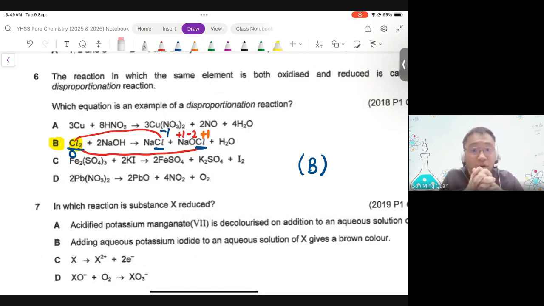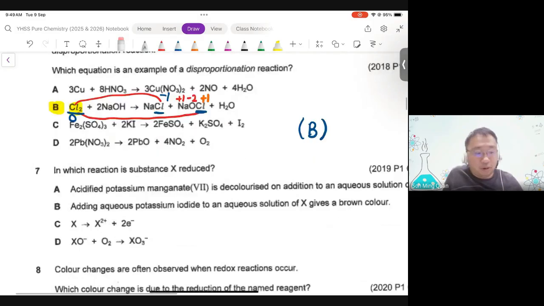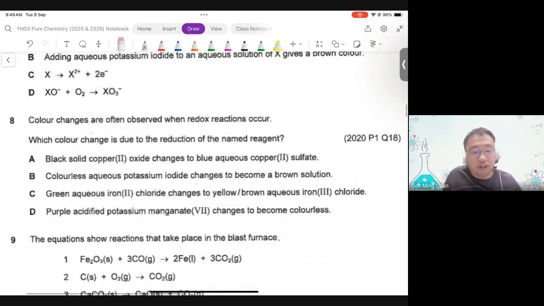Okay, for the 4 of you who got it wrong, this means you must revise disproportionation under the reduction and oxidation notes. Okay, chapter 12, reduction and oxidation. Okay, now let's move on to the next poll. All right, the next MCQ we'll do, same page, but question 8.